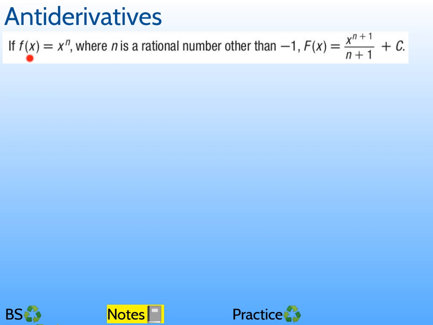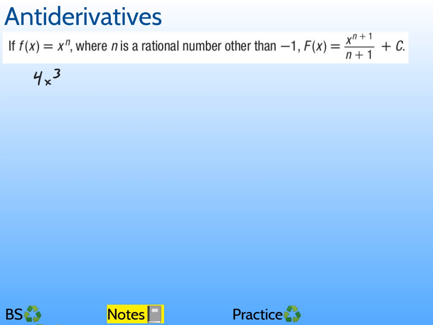So, if we start with the function x to the n, the antiderivative is x to the n plus 1 all divided by n plus 1. And we'll deal with this plus c in a second. So let's see how this works real quick. Let's start with something arbitrary. I don't know. How about, say, 4x cubed? Go with that.